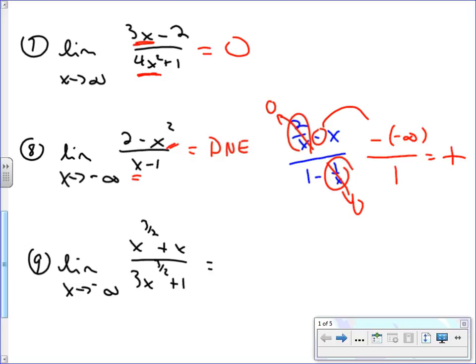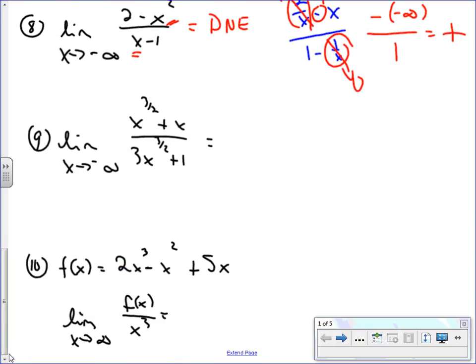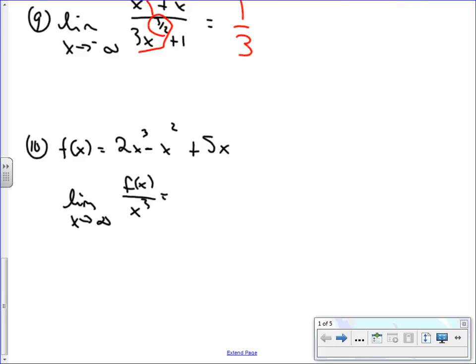All right, number 9 is not technically a rational function because those exponents are fractions, but the rule still applies. The degree, if you will, of this is 3/2 and 3/2. It's the same, so we can apply that same rule, even though it's not technically a rational function. It still works. And on number 10, sometimes they like to throw little tiny twists at you.